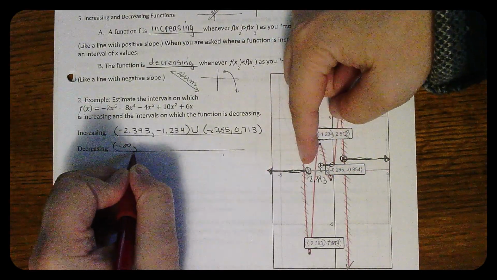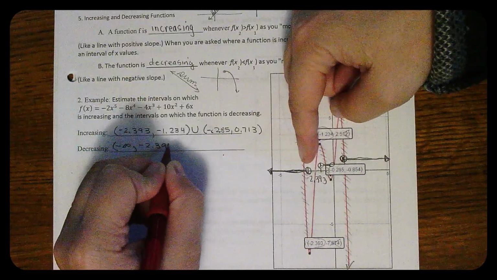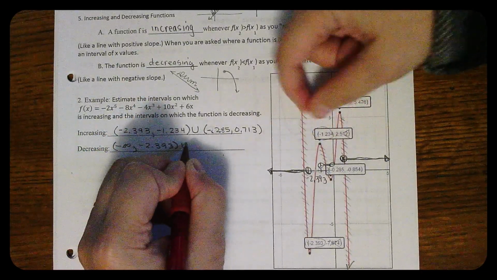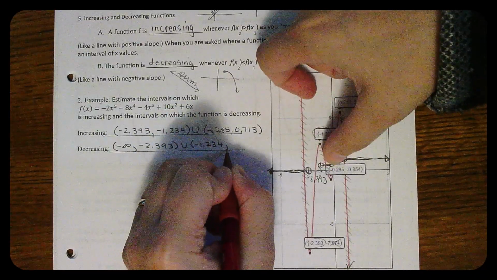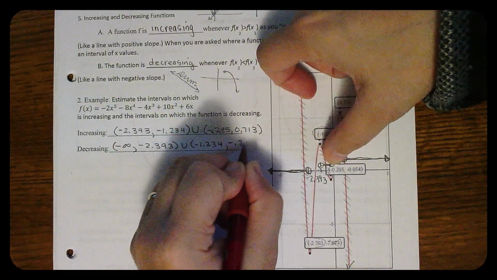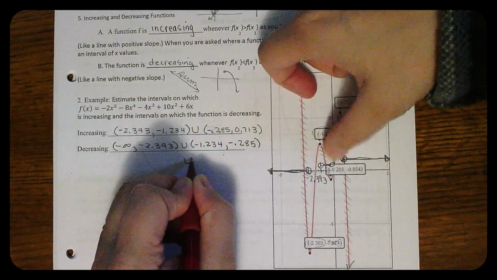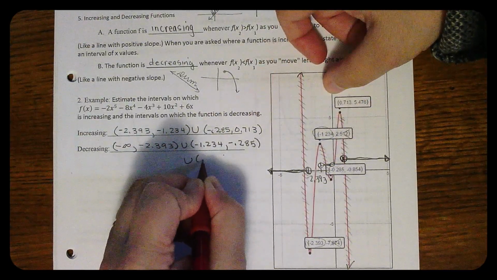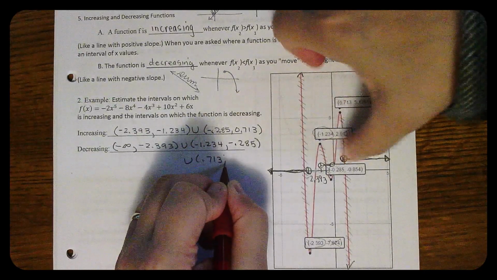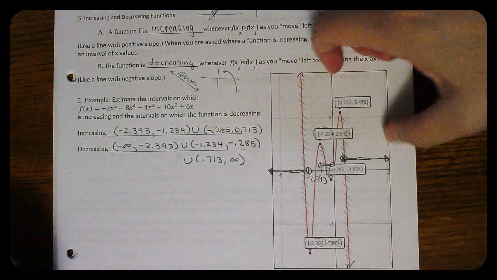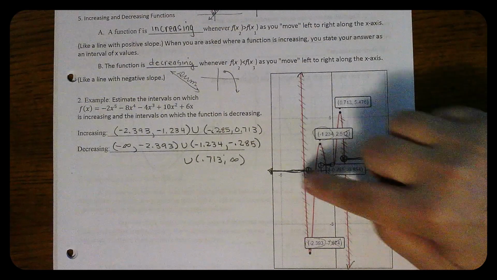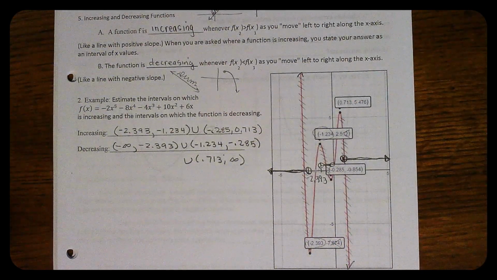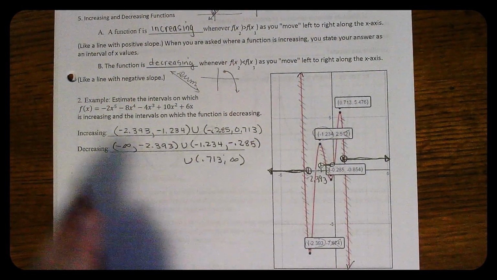So from negative infinity to negative 2.393, union this x-coordinate negative 1.234 to this x-coordinate negative 0.285, union this x-coordinate 0.713 all the way to infinity. Trickier than it seems. So when you do WebAssign problems, check that out. Just make yourself draw those horizontal lines. We're only writing the x's here.